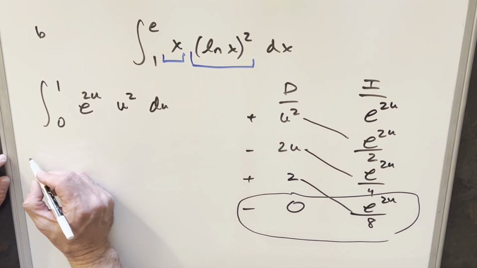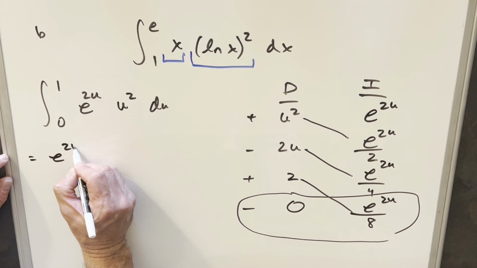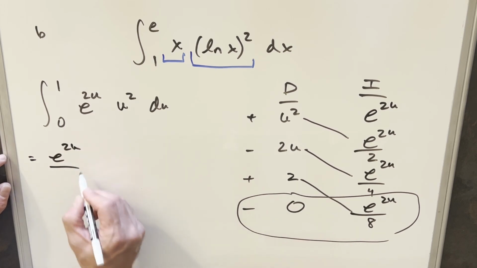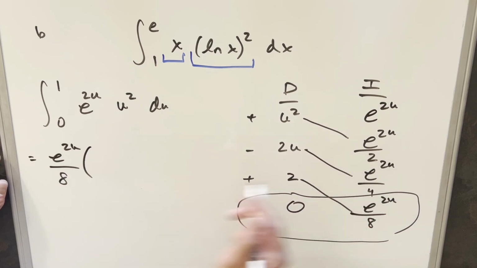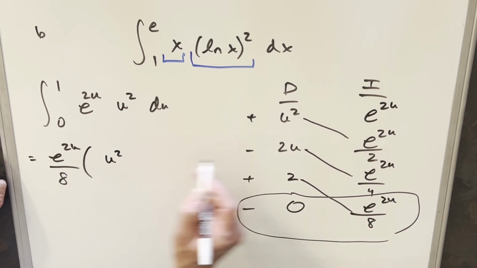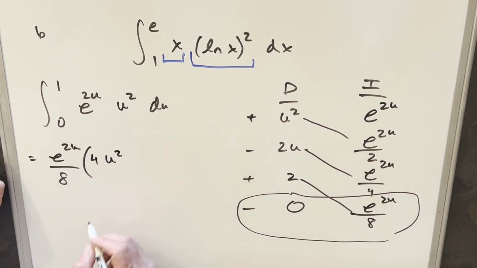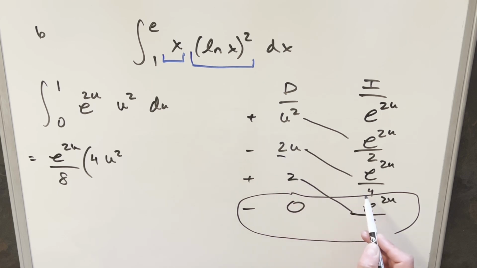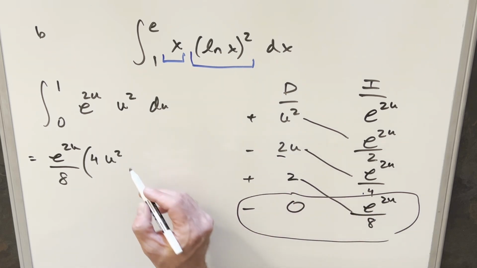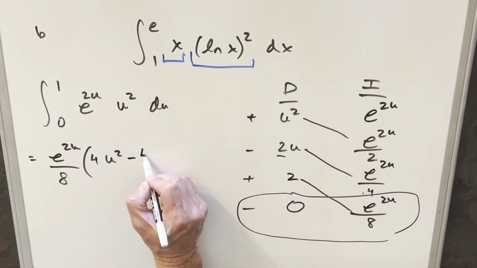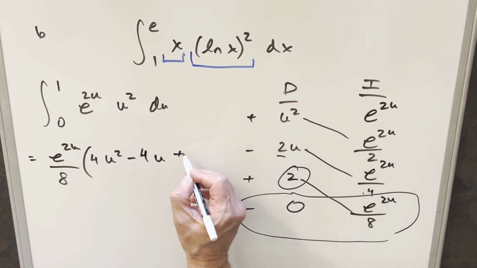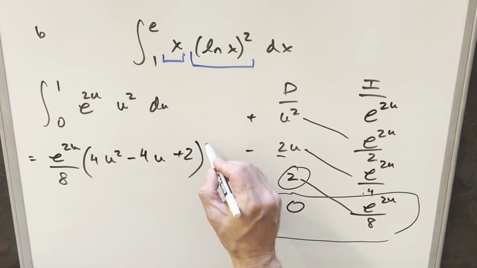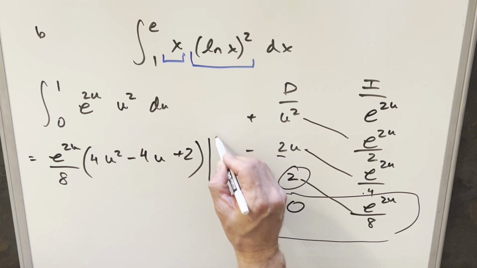I think what I'm going to do first though is let's factor out e to the 2u over 8, trying to get some simplification. So for the first part, we're going to have a u squared. In order to make it work with this 2, this is going to be 4u squared. Here with the 2 and the 4, this is like a 1/2. So in order to make this work, I can do this as a minus 4u. And then for the last one, we're going to have just this 2 here. So I'll do it as a plus 2. And all we need to do is just evaluate this thing from 0 to 1.